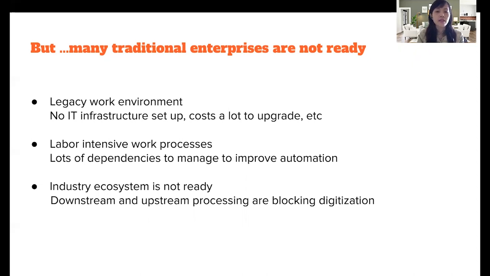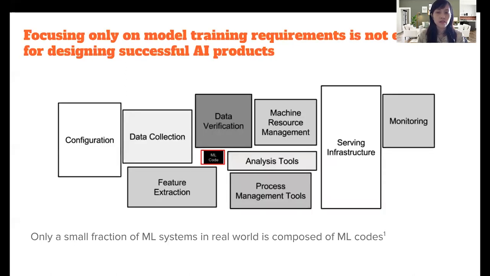Besides that, the industry ecosystem is not ready either. Even if some companies want to transform their work process, they find it hard to find the right downstream or upstream processing unit and product which can support their new way of production. So overall, designing an automated or AI-empowered system for enterprise use is not easy.